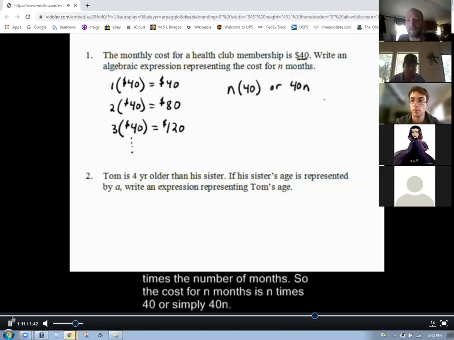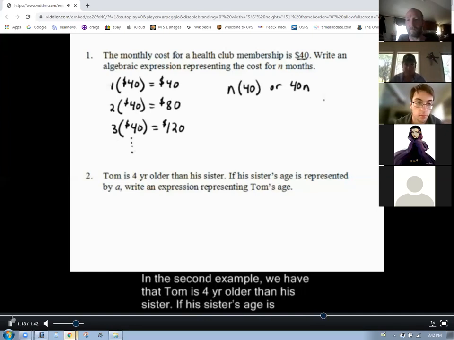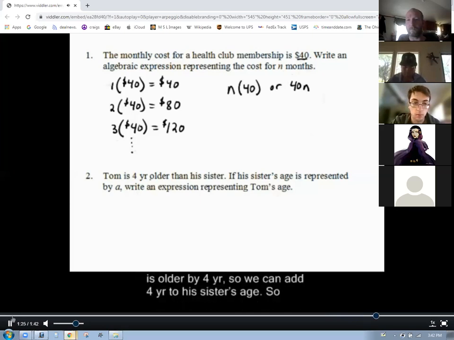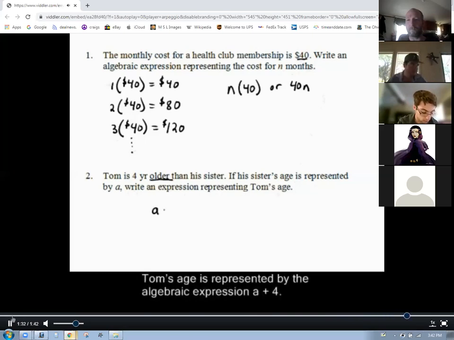In the second example, we have that Tom is 4 years older than his sister. If his sister's age is represented by the variable a, we need to write an expression representing Tom's age. Well, Tom is older by 4 years, so we can add 4 years to his sister's age. So Tom's age is represented by the algebraic expression a plus 4.